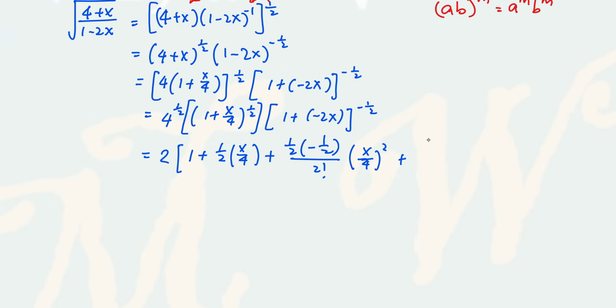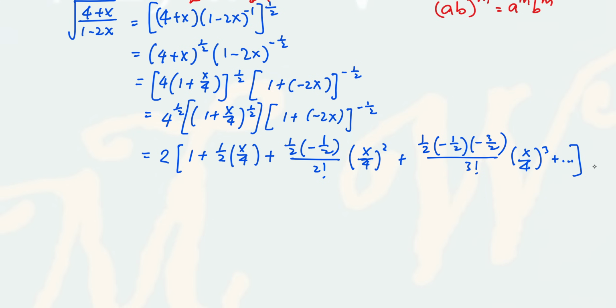Plus, we need the fourth term, or we need 4 terms, right? So this is my fourth term. Half times minus half times (half minus 2), which will be negative 3 over 2, over 3 factorial, then x over 4 cubed. Okay, done for the first 4 terms.